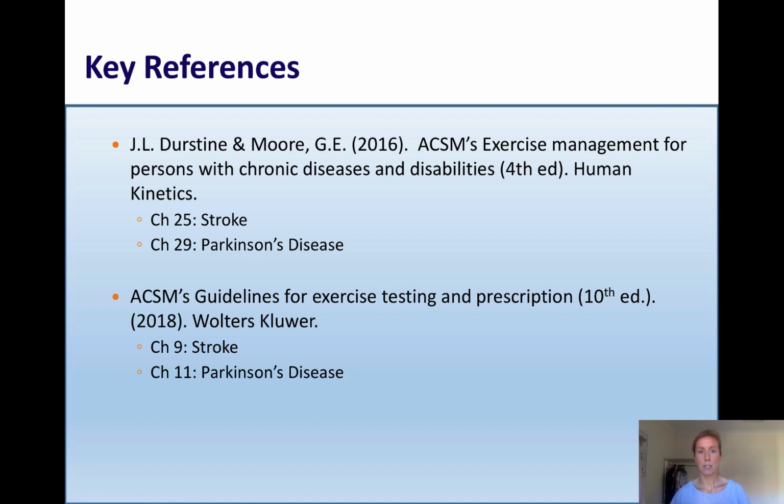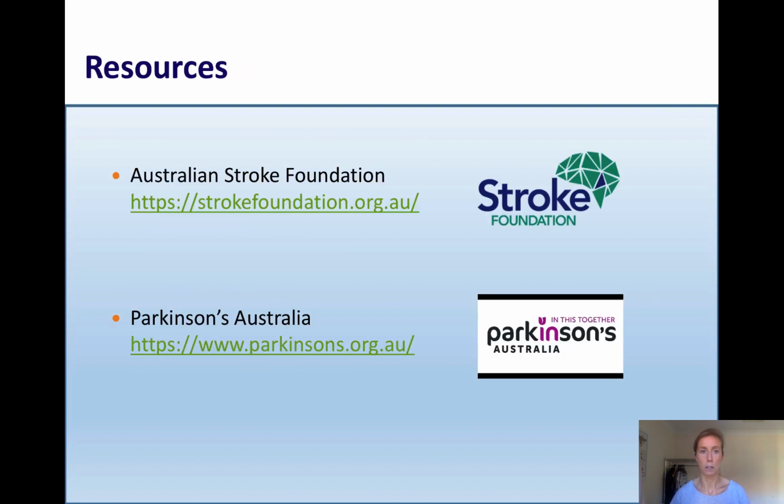So you've got your key references here in terms of your formal readings that we recommend you hit, so your ACSM guidelines and the textbook as well at the top, Exercise Management for Persons with Chronic Diseases and Disabilities. I do highly recommend you get onto those. Obviously for the sake of a lecture, we're pretty much just scraping the surface and hitting the main information. If you want to get a little bit more in depth and you've got a particular interest in these areas, then I really recommend those chapters.